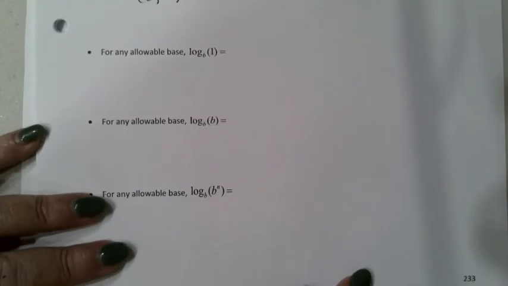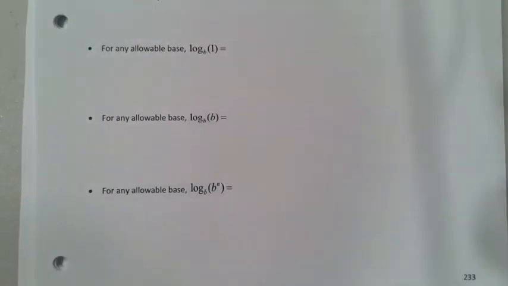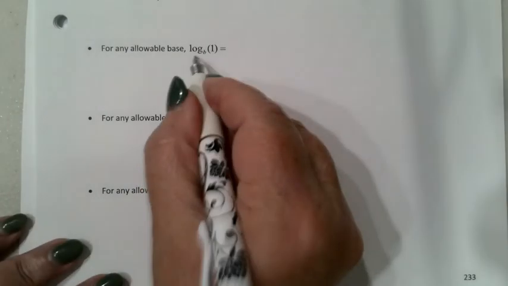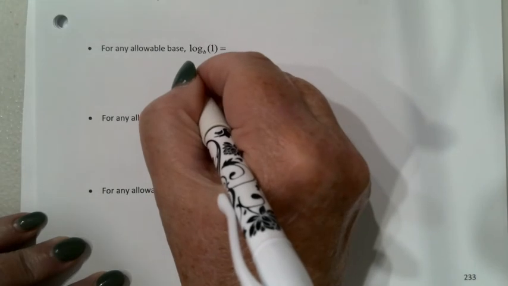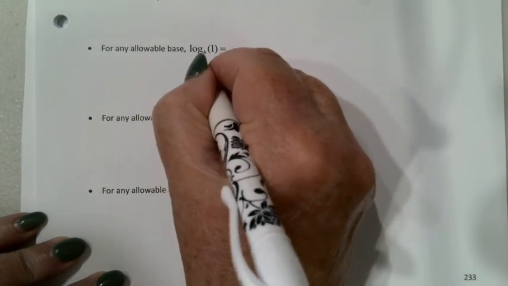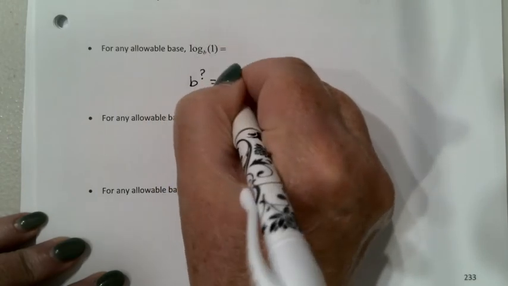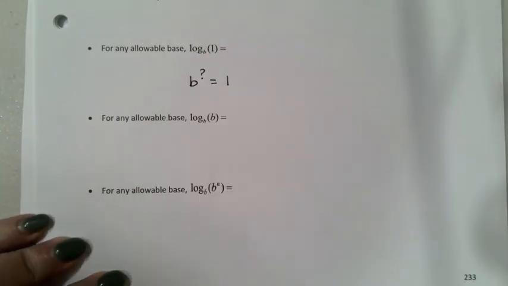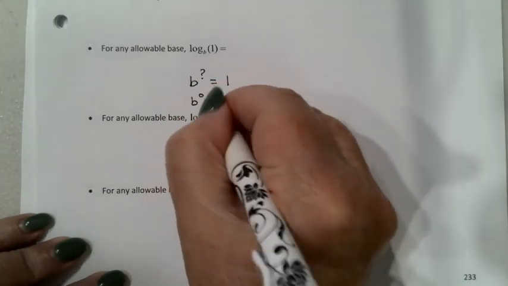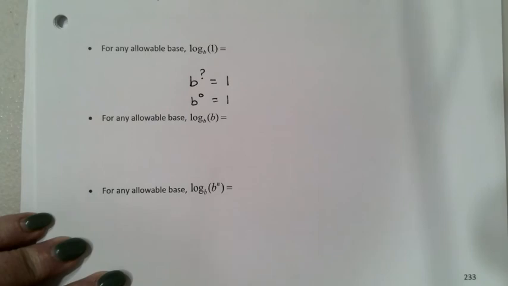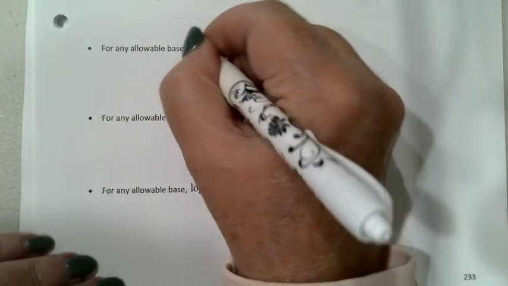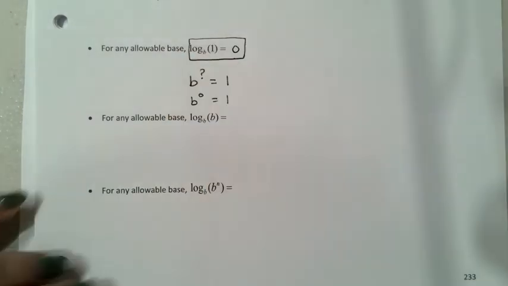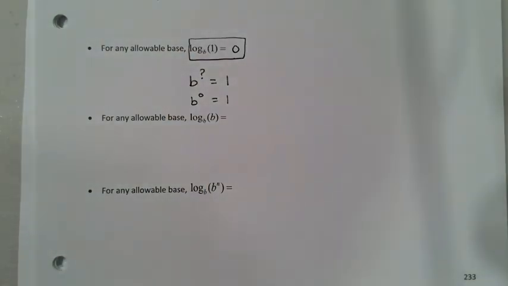All right, for the rest of these, we're going to assume we have an allowable base, so a positive number that's not 1. What can we say about the log base b of 1? Let's see here. We're saying b to what power would give us 1? Well, no matter what b is, if I raise it to the 0 power, I'll always get 1, right? Anything to the 0 power is 1, except for 0 itself. So my exponent here is 0. Doesn't matter what base, the log of 1 is 0.